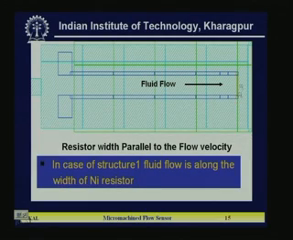Now, these are the fabrication steps, and this is the mask structure of the thin film anemometer. You see the bonding pad here, this is the gold line, and this is the nickel resistance here. Now, there are two kinds of design. In one design, the resistor width is parallel to the flow velocity. If the fluid flow is in this direction, then this is the width.